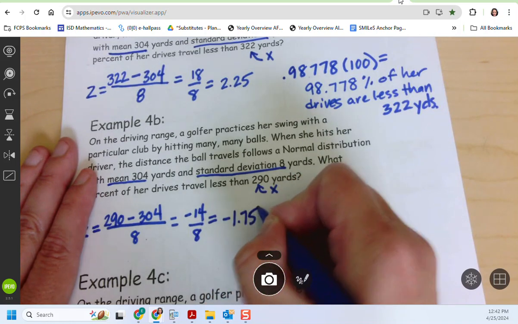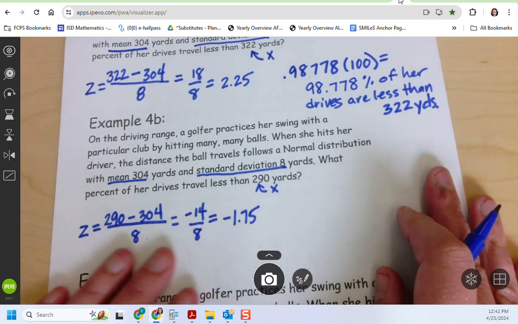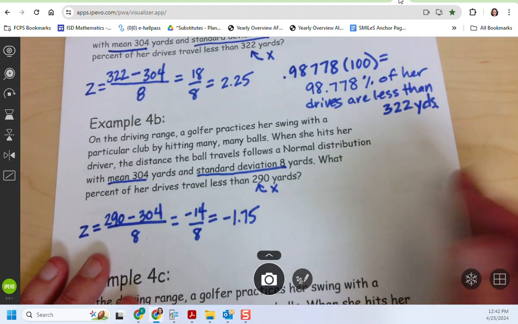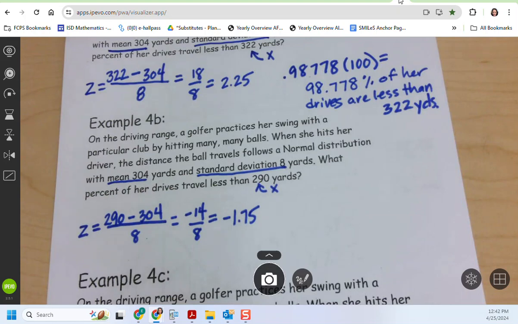I'm going to pause for just 30 seconds so you can make sure you have this on your paper. And then after that, we're going to look at the z-score table together. I think it's really confusing to look at the z-score table at first. So I want to make sure everybody gets practice with it.